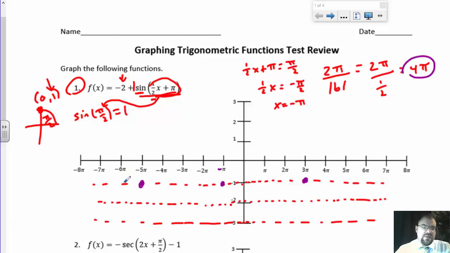Top of the graph right here. 1, 2, 3. I'm not quite there. Let's see if I can go any further this way. 1, 2, 3, 4. Yep. Top of the graph right here.